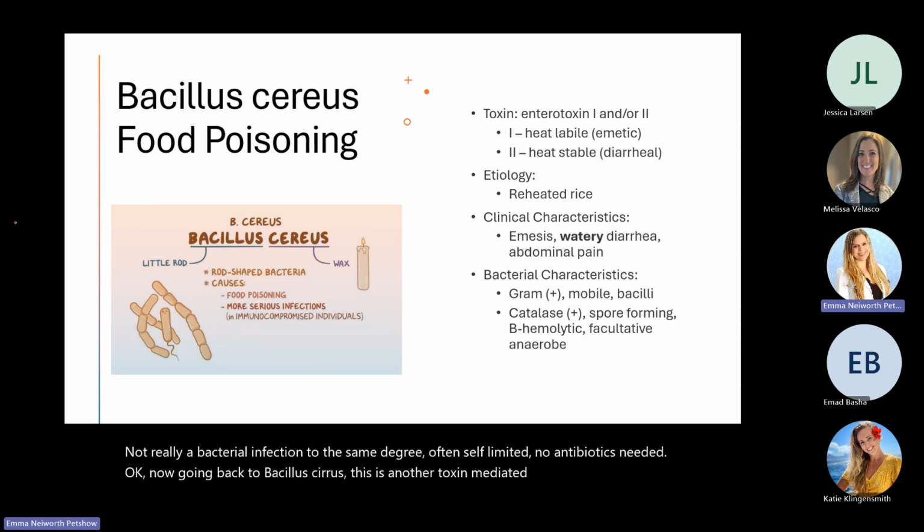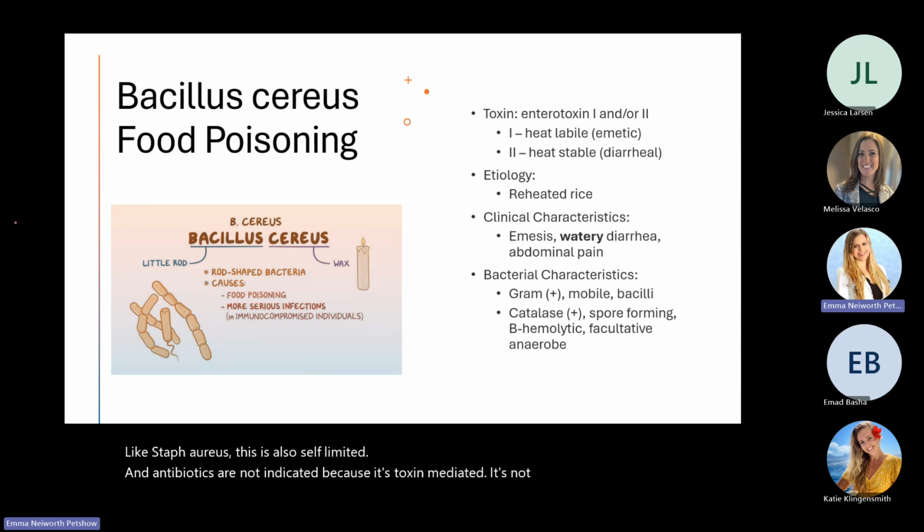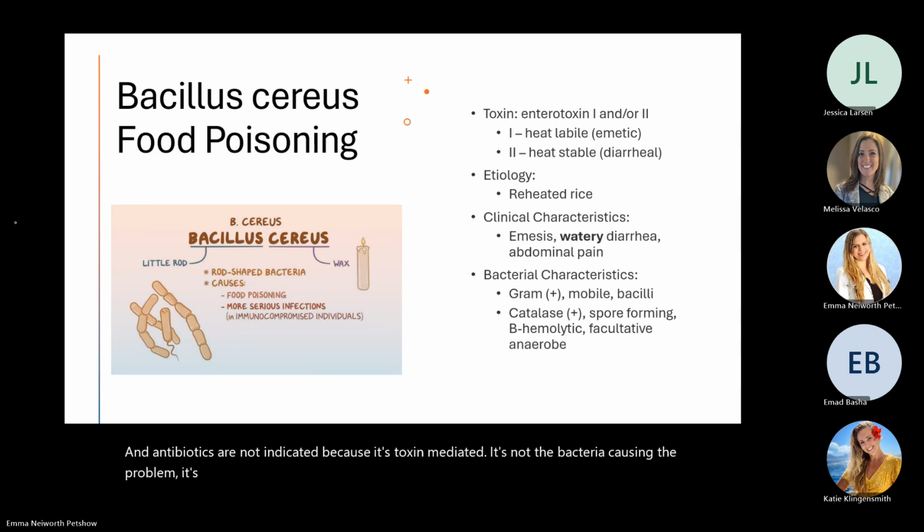Now going back to Bacillus cereus, this is another toxin-mediated food poisoning organism. It has two distinct syndromes. The emetic form, the vomiting form, happens right after ingestion, and this is reheated rice. So if you hear rice, it's Bacillus cereus. It's nothing else. That's due to the heat stable toxin. The diarrheal form is from the heat labile enterotoxin in the intestine. Like Staph aureus, this is also self-limited, and antibiotics are not indicated because it's toxin mediated. It's not the bacteria causing the problem, it's the toxin causing the problem.